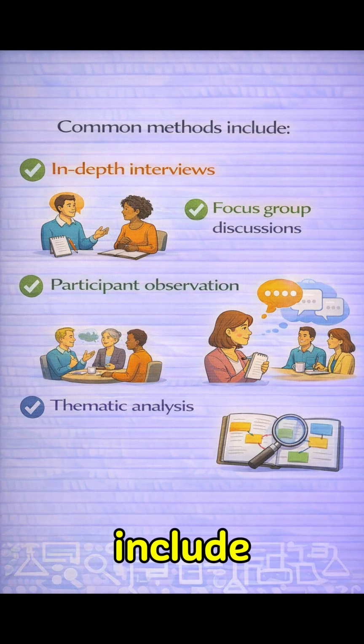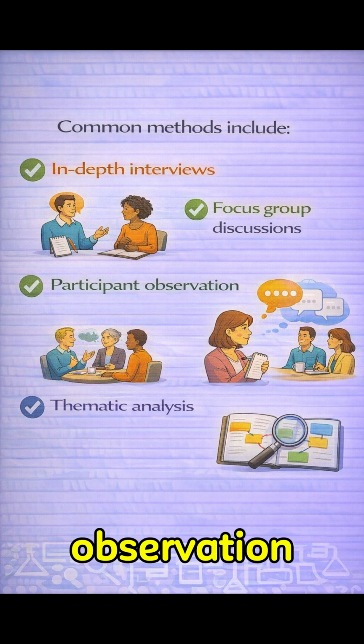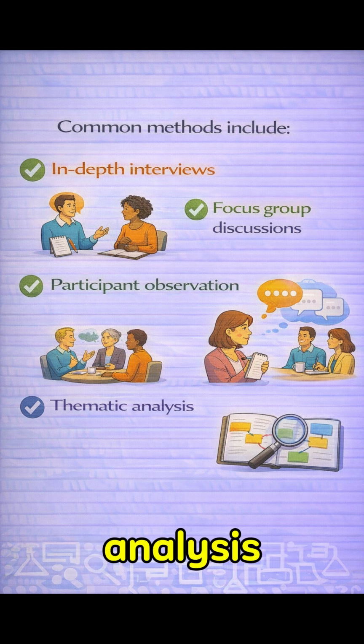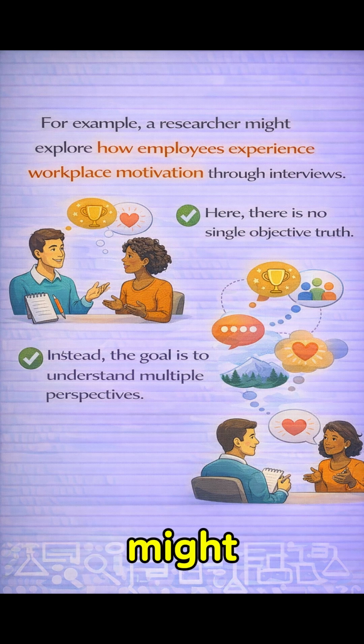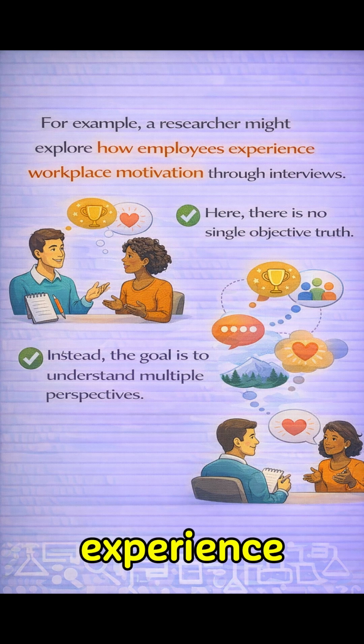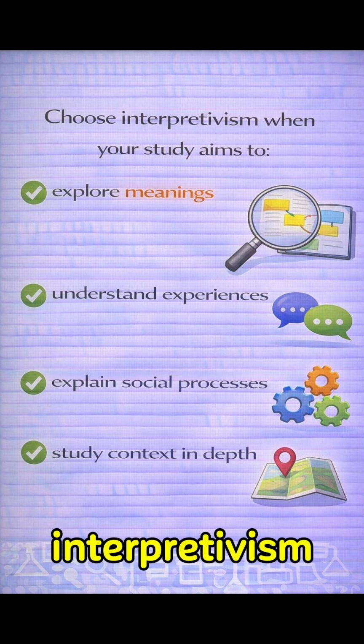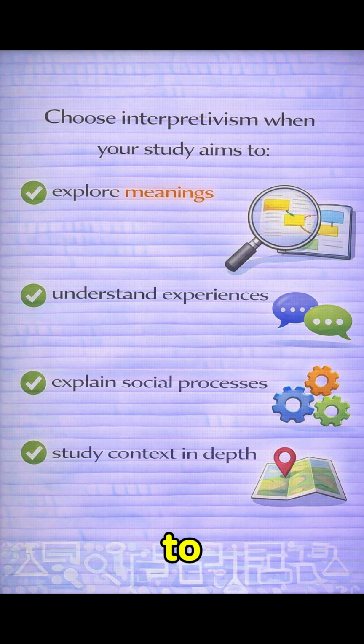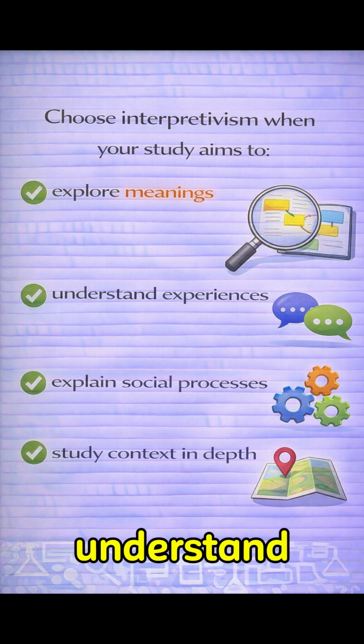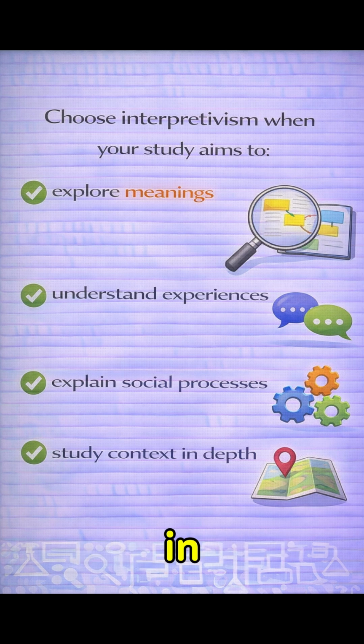Common methods include in-depth interviews, focus group discussions, participant observation, and thematic analysis. For example, a researcher might explore how employees experience workplace motivation through interviews. Here, there is no single objective truth. Instead, the goal is to understand multiple perspectives. Choose interpretivism when your study aims to explore meanings, understand experiences, explain social processes, or study context in depth.